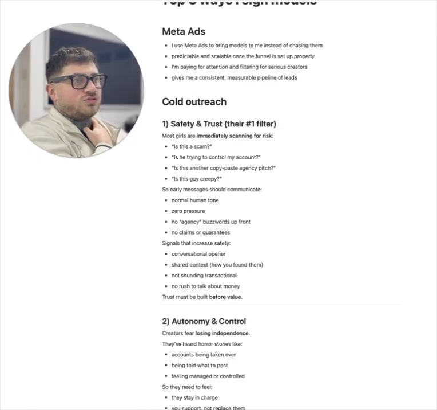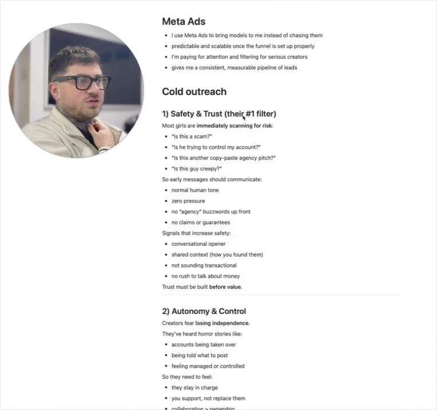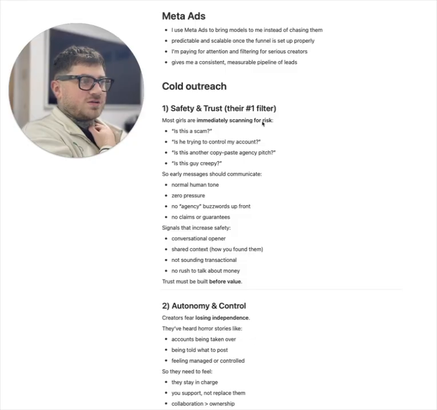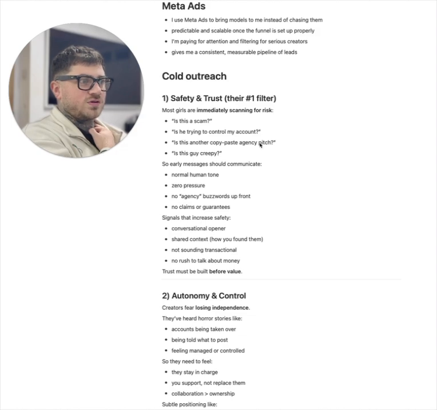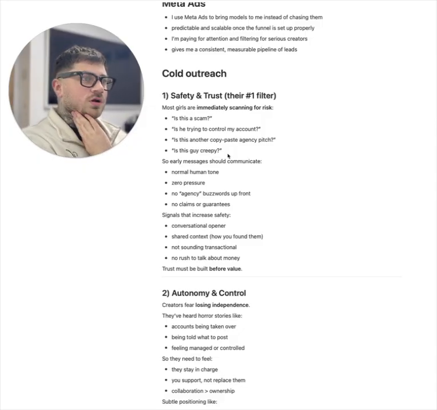And with cold outreach, I've made it very extensive, this bit, because a lot of people say cold outreach doesn't work, but they do it really stupidly. So when you do get into cold outreach, you have to make sure you've got safety and trust, right? Without these two, it's not going to work. This is thinking about the psychology of the creator. Most girls immediately are scanning for risk. Is it a scam? Are they trying to control my account? Is this another copy and paste agency pitch? Is this guy a creep, because they're going to be sending you explicit images to market?